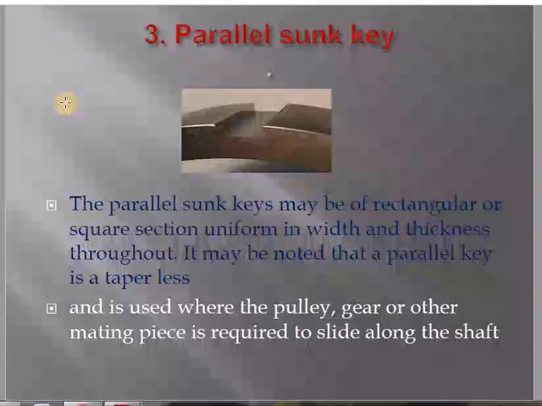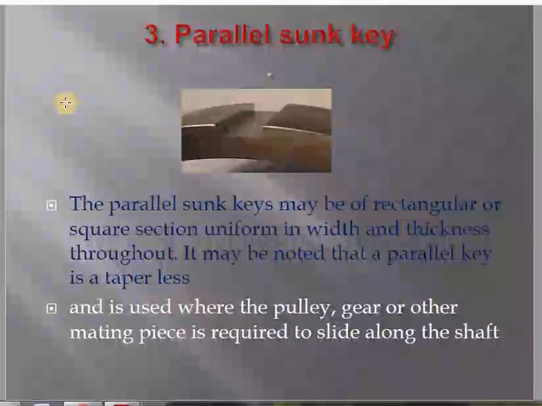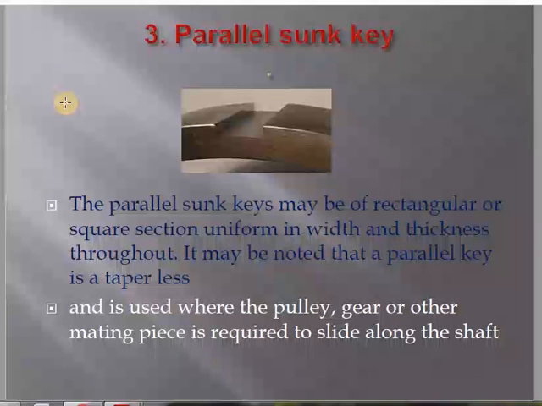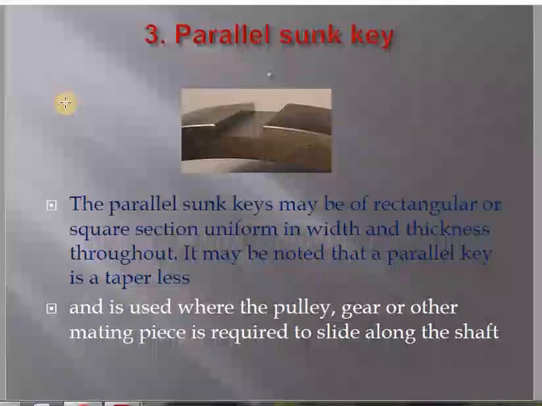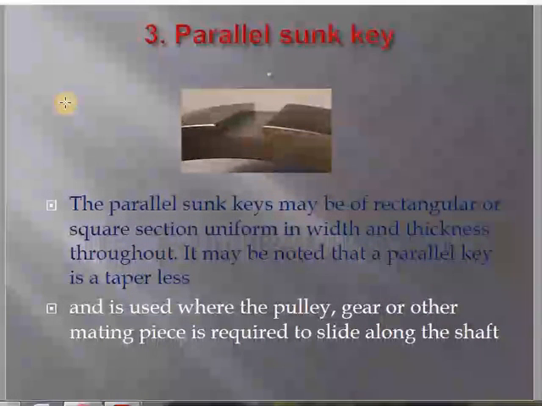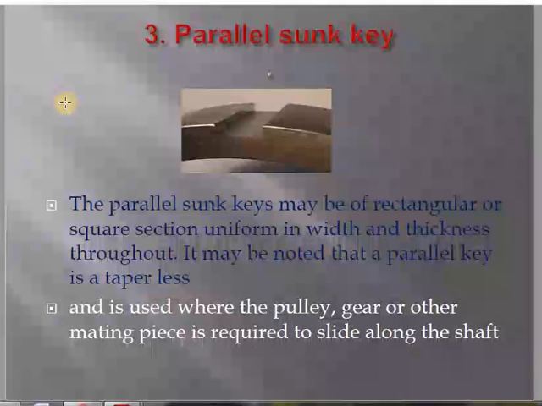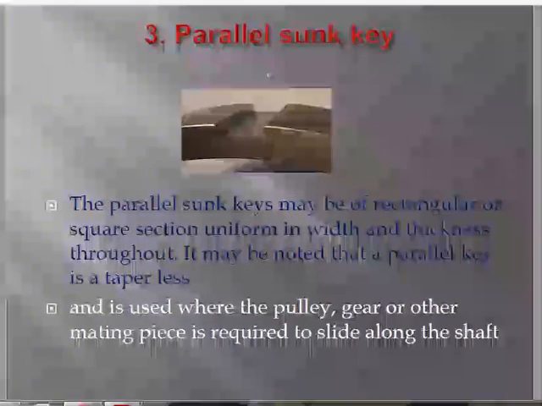Next we have parallel sunk key. The only thing we need to notice here in the parallel sunk key is that it is a taperless key. The parallel sunk keys may be of rectangular or square section, uniform in width and thickness throughout. There is no taper portion in the parallel sunk key, and usually it is used where pulley, gear or other mating pieces are required to slide along the shaft. So in that case, the parallel sunk keys are useful.